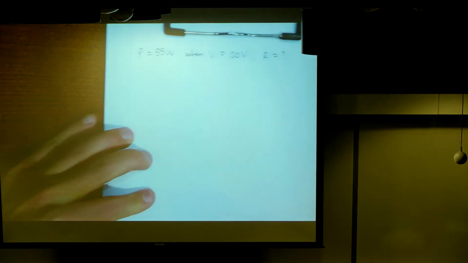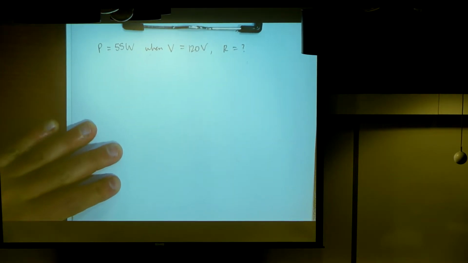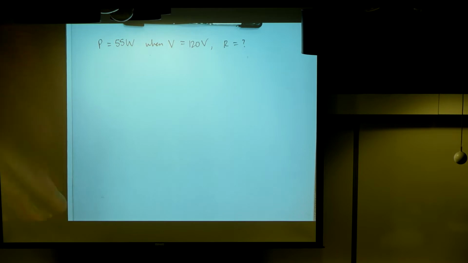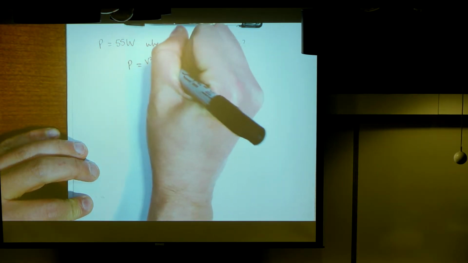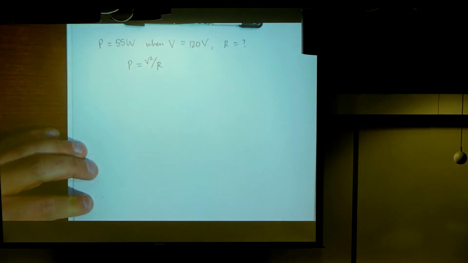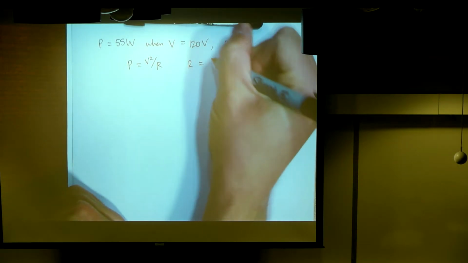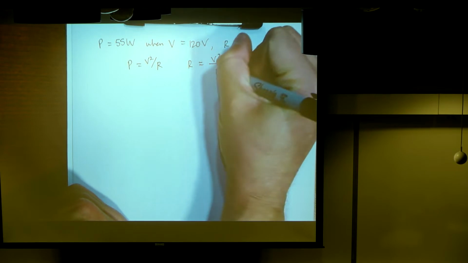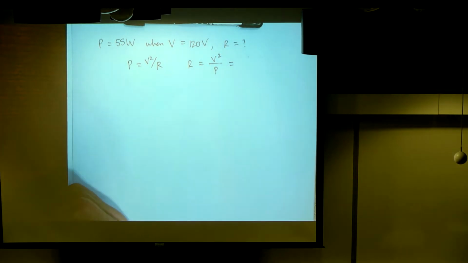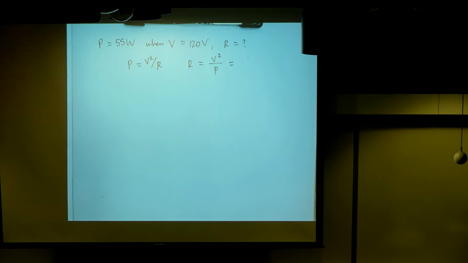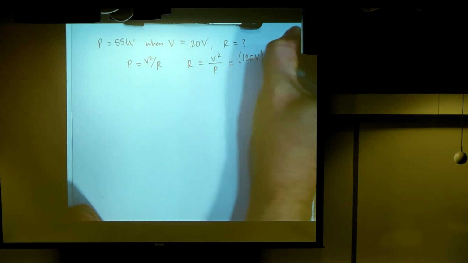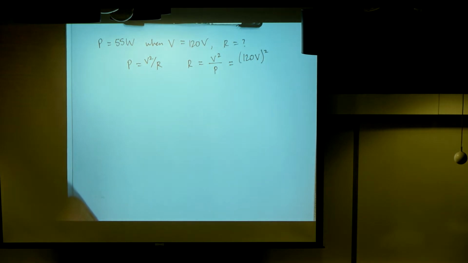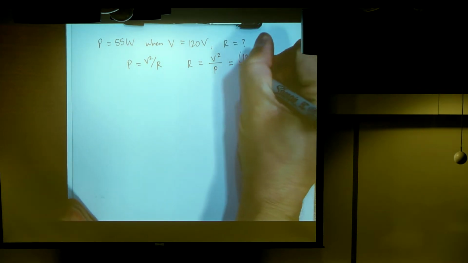I have many different formulas for power. I have these 3 different ones, but the one that's probably going to be the most useful here is P equals V squared divided by R, right? Because I can directly solve for resistance as V squared divided by P. Make sense? Okay. My voltage V is 120 volts, square that. And my power is 55 watts.